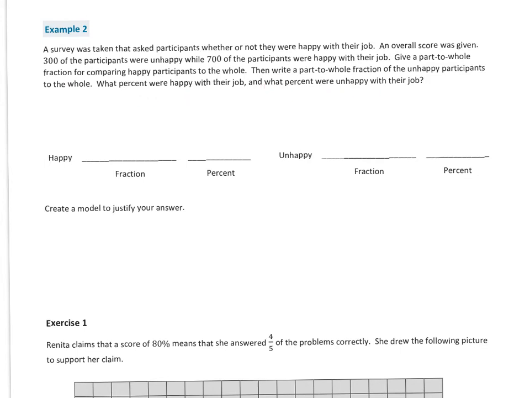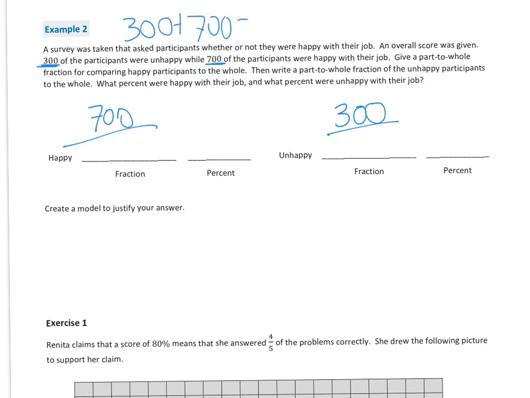All right, so if we're going to do a part-to-whole fraction, then we need to figure out what the whole is. So we know that the part is 300. And oops, bad job, Mrs. Vandenhoek. Happy is 700. Unhappy is 300. So there's the part for each of those, but what's the whole? So how many participants are there total? Well, 300 plus 700 equals 1,000. Okay, so 1,000. So there's our fraction, 300 out of 1,000, 700 out of 1,000.